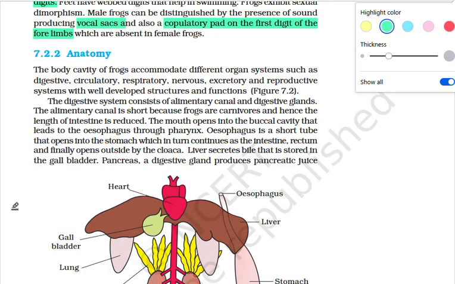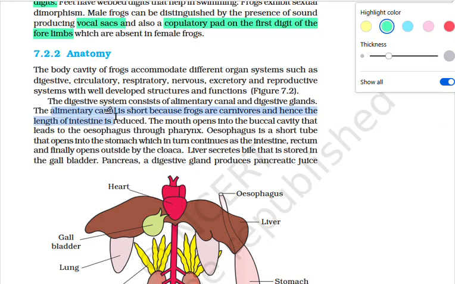The body cavity of frogs accommodates different organ systems such as digestive, circulatory, respiratory, nervous, excretory, and reproductive systems with well-developed structures and functions. The digestive system consists of an alimentary canal and digestive glands. The alimentary canal is short because frogs are carnivores and hence the length of the intestine is reduced.